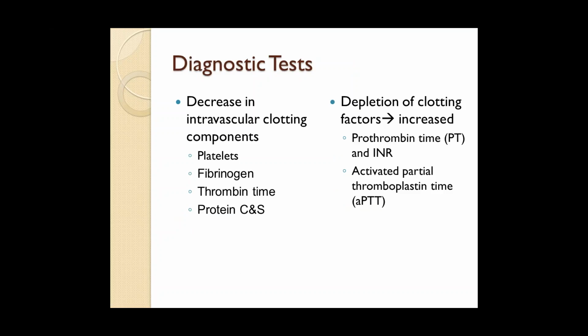The diagnostic tests used to assess a patient in DIC include those factors that are consumed in the DIC process. So in a patient who has DIC, we would see a decrease in those intravascular clotting components. A patient's platelets will be low, fibrinogen will be decreased, thrombin time will be decreased, as will the protein C and S. As DIC results in a depletion of clotting factors, this results in an increased or prolonged prothrombin time and INR, in addition to a prolonged activated partial thromboplastin time, or activated PTT.